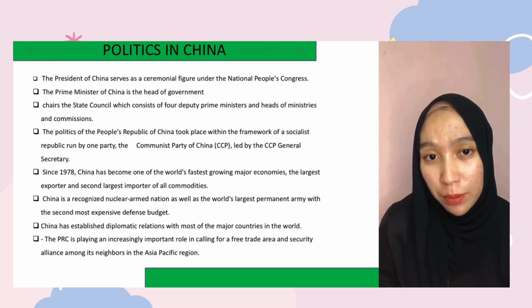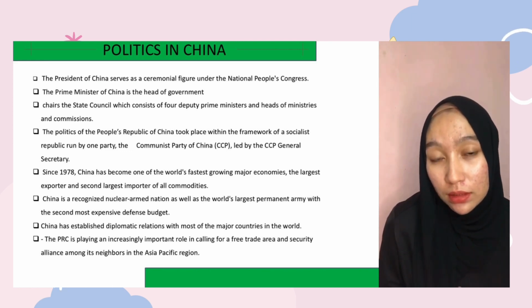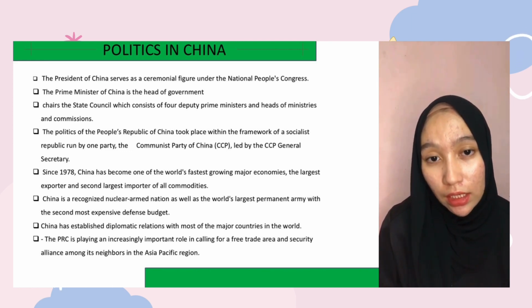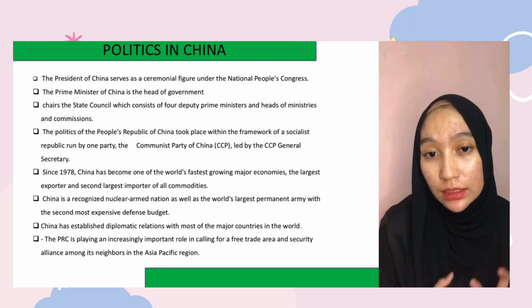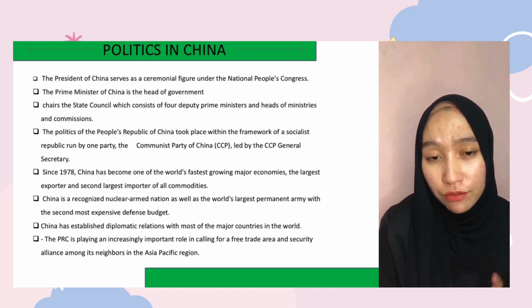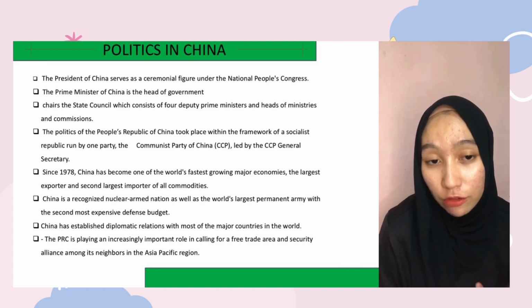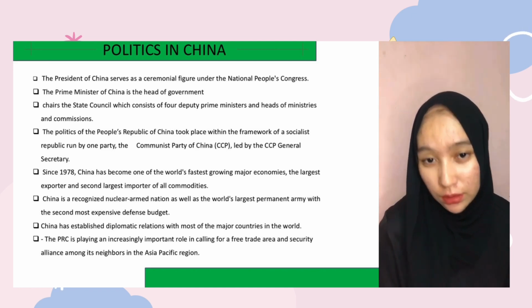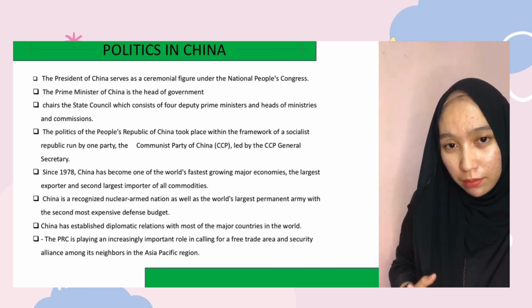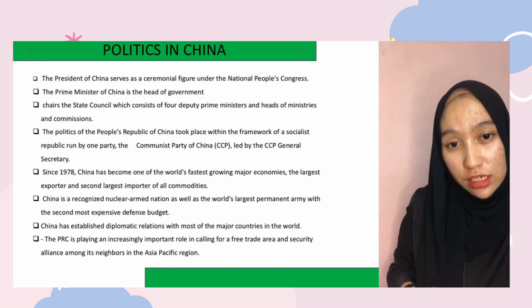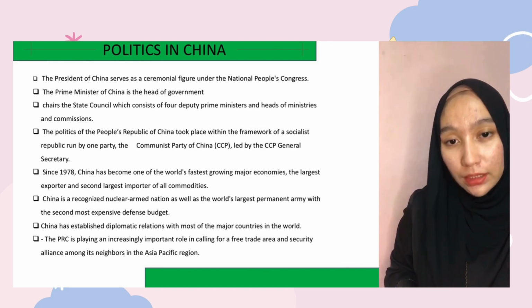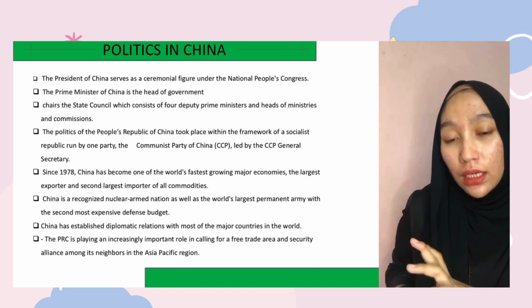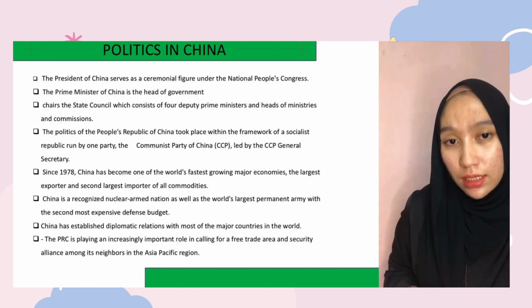the National People's Congress. The Premier of China is the head of the government, chairs the State Council, which consists of 4 deputy prime ministers and heads of ministries and commissions. The politics of the People's Republic of China takes place within the framework of a socialist republic run by one party. The name of the party is the Communist Party of China, CCP, led by the CCP General Secretary.